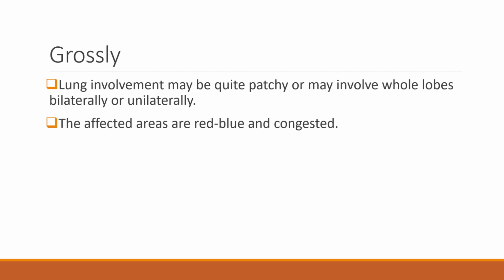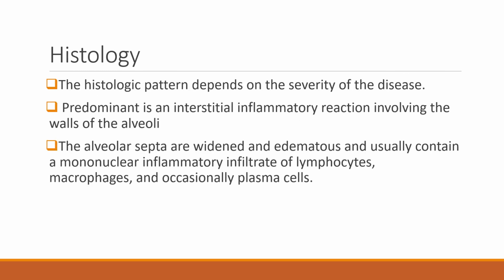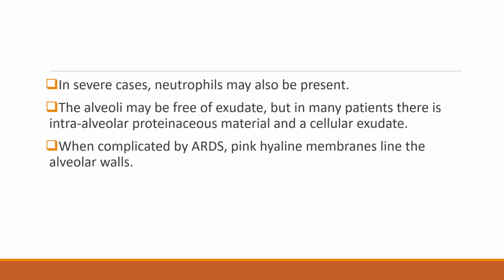Grossly, the lung involvement may be quite patchy, or it can involve whole lobes bilaterally or unilaterally, and the affected areas are red, blue, and congested. The histologic pattern depends on the severity of the disease, and the predominant one is an interstitial inflammatory reaction that involves the walls of the alveoli. Alveolar septa are widened and edematous, and usually contain a mononuclear inflammatory infiltrate of lymphocytes, macrophages, and occasionally plasma cells. So these are the inflammatory changes. And in severe cases, neutrophils may also be present.